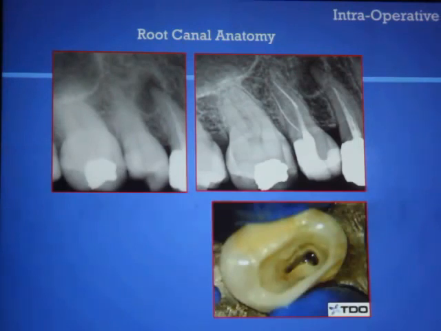What I found when I opened up the tooth was there were not 2 but there were 3 canals on the maxillary second premolar, which were not quite clearly visible on the radiograph.